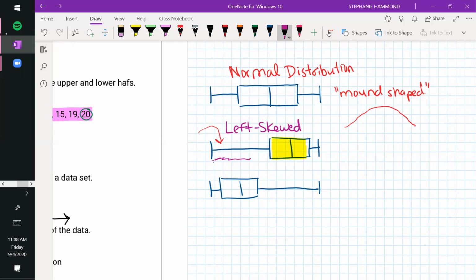Likewise, on the bottom one, we have the same situation, but going to the right. The whisker on the right is really long because I have a little bit of data that's way greater than most of the other data. So when I have a really long whisker on the right, we call this right skewed or skewed right.